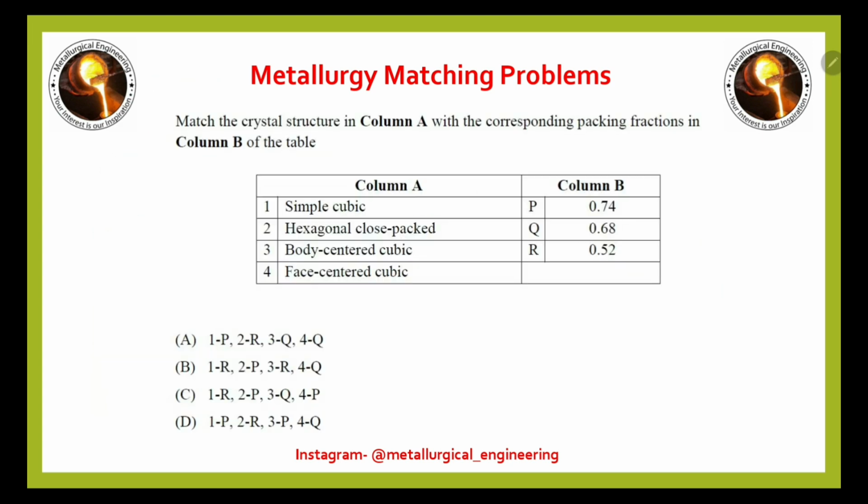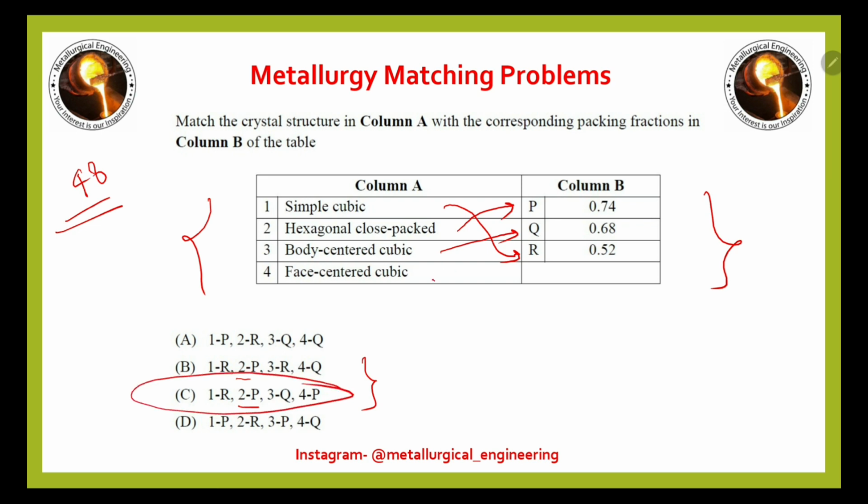Now the next problem is the 48th, in which we have to match the crystal structure with the corresponding packing fraction. For simple cubic it is 0.52, so that is R. We have two options in which one is R. HCP is 0.74, and again the HCP is the same for this. Body centered cubic is 0.68, so 3 is Q. So this is the correct answer. For face centered cubic also it is 0.74. So the correct answer is C here.